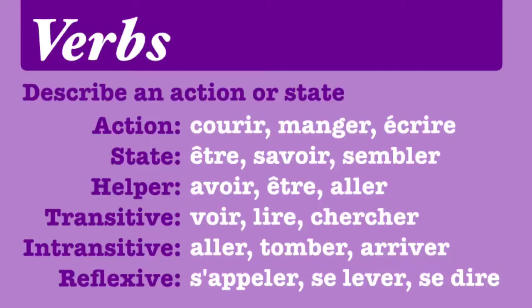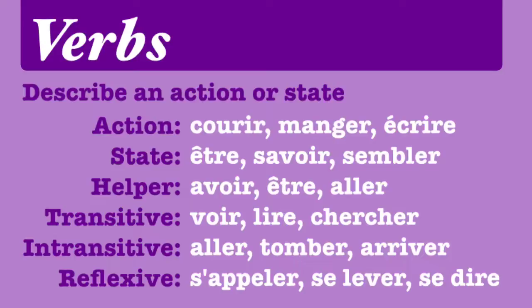Next, we have 3 verbs that describe a state of being, or a more internal process or perception. Être, to be, savoir, to know, and sembler, to seem. So these verbs don't involve physical actions, but rather a state of being, like être, or a thought process, like to know or to seem.